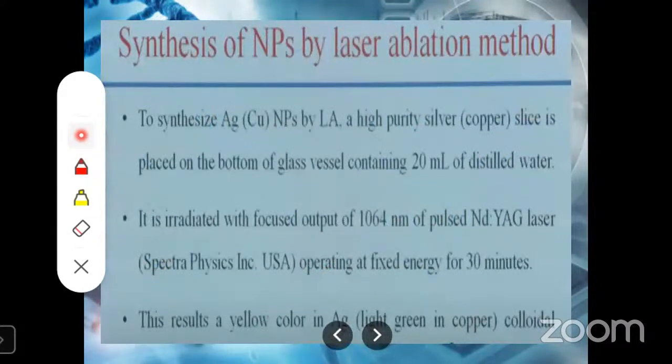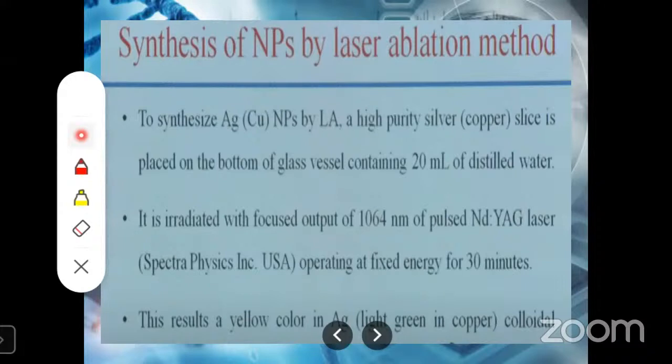So next, you may get a question: how to synthesize these nanoparticles by laser ablation? If you want to synthesize silver nanoparticles by laser ablation, you need a high purity silver slice. And if you want copper nanoparticles, you need a high purity copper slice at the bottom of the glass vessel, and it must contain at least 20 ml of H2O, that is water.